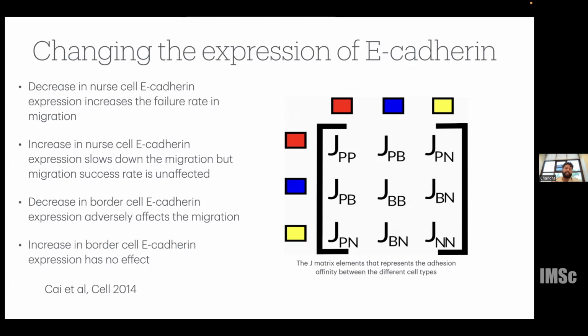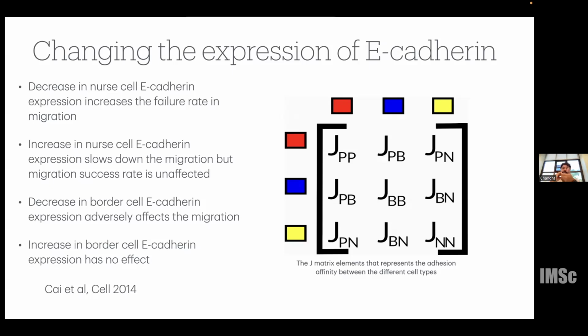Similarly, when you decrease the level in the border cell, which has the intermediate concentration, it does affect the migration. But if you increase it in the border cell, it makes no difference. If you think about it, it should make complete sense, because something that I pointed out yesterday is that when you're making these junctions, the border cells are crawling on top of each other. The border cells are actually crawling through nerve cells.